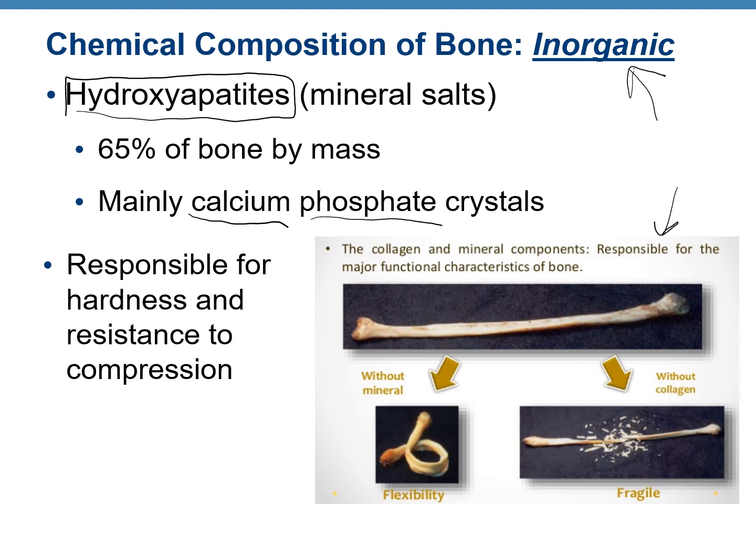So if you look at this diagram, it tells you that the matrix of a bone, because it has both collagen and mineral compounds, makes our bones strong enough and at the same time not fragile. So collagen and mineral components are responsible for the major functional characteristics of a bone. Without minerals, the bones would be too flexible, and without collagen, bones would be too fragile. So it's just the perfect combination of organic and inorganic substances in the bone matrix that allows our bone to carry on all its functions, right?